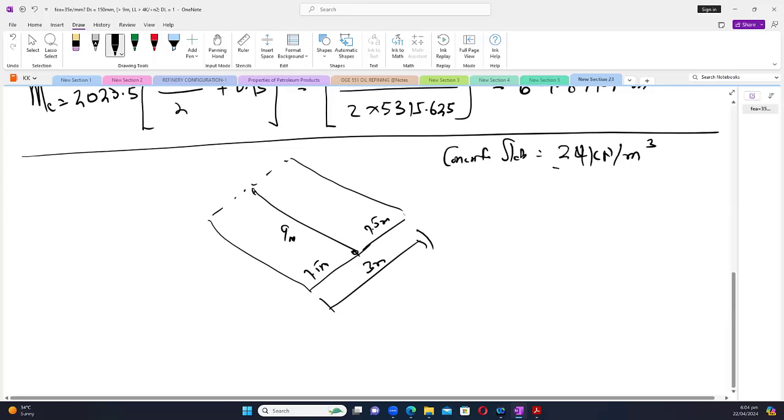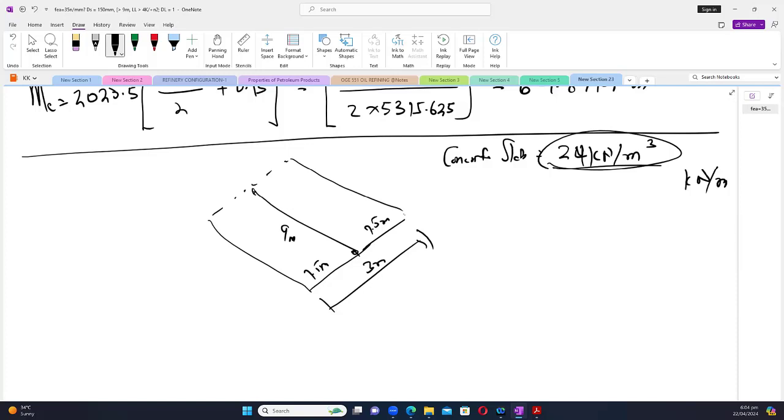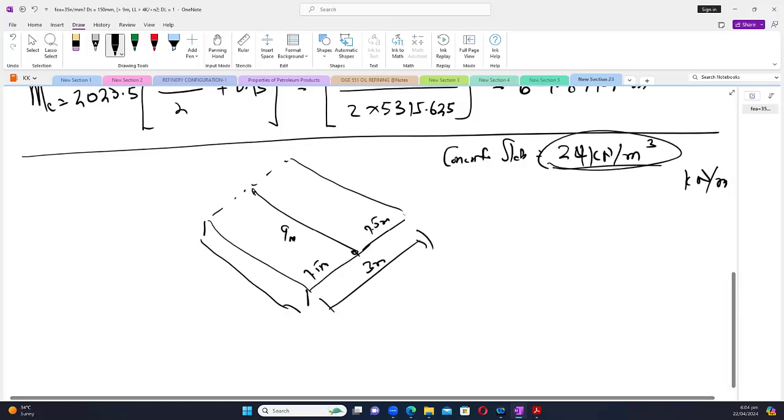So we're given this as the self weight of concrete, and this is when it is dry. Okay, so we want to convert this to kilonewton per meter. Because it's meter cube, you have to multiply by 2 distances so that you get per meter instead of meter cube. So this concrete slab has a thickness like this. We're told that the thickness is 150 millimeters, which translates to 0.15 meters. So we have this dimension being 3, and this dimension being 9.